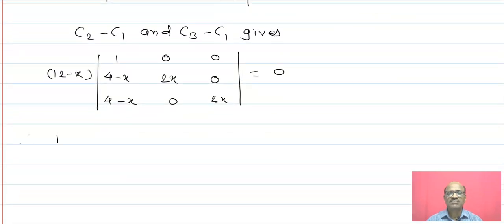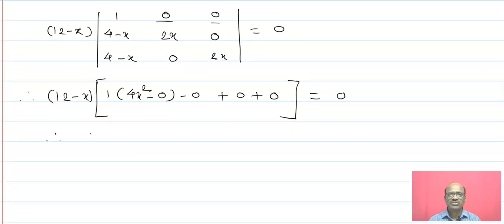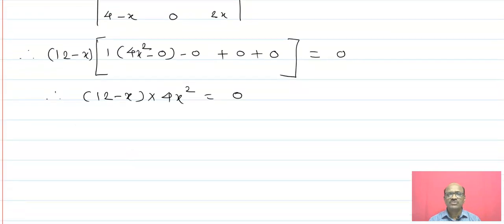Now, in this case, we will evaluate. This is the simplified form of this determinant, that is 12 minus x times this determinant. Now A12 and A13, these two are 0, therefore the remaining values are 0. Therefore 1 times (4x square minus 0) is equal to 0, and that's why 12 minus x into 4x square is equal to 0.